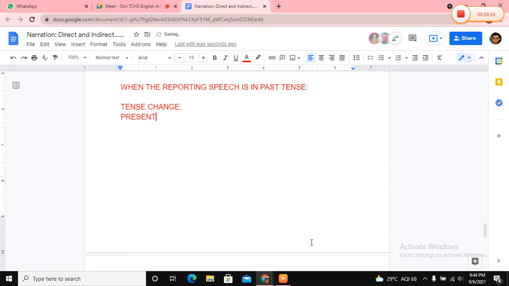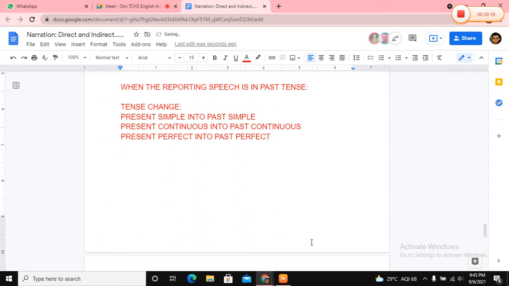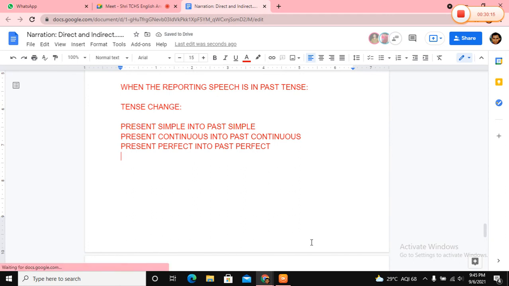Present simple into past simple, present continuous into past continuous, present perfect into past perfect, present perfect continuous into past perfect continuous.